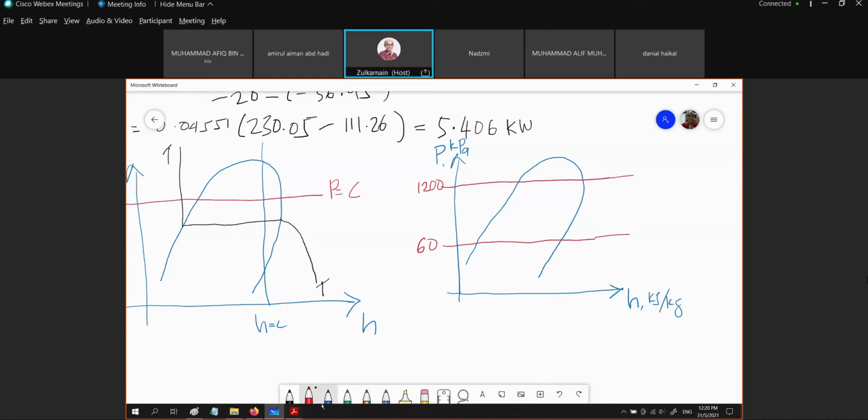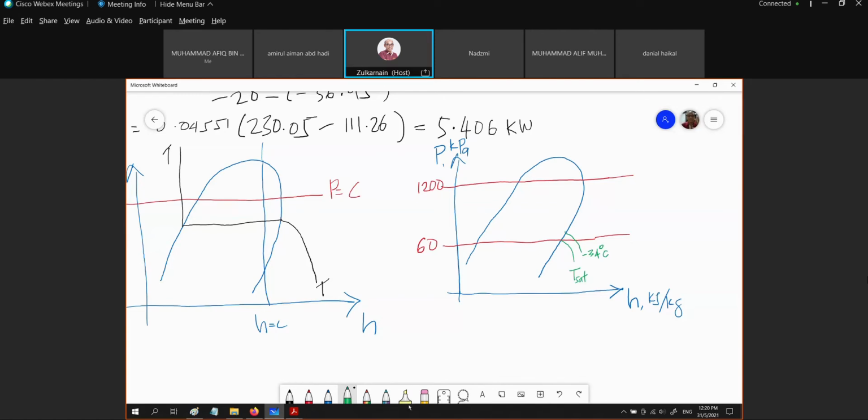Okay. And then we try to sketch. This is the T set line. Okay. And this is the actual temperature of minus 34 degrees C.